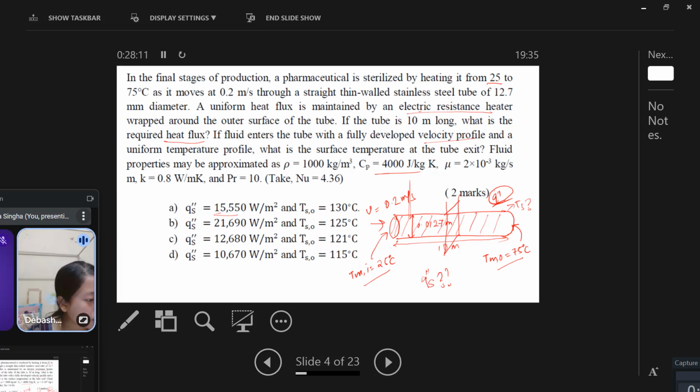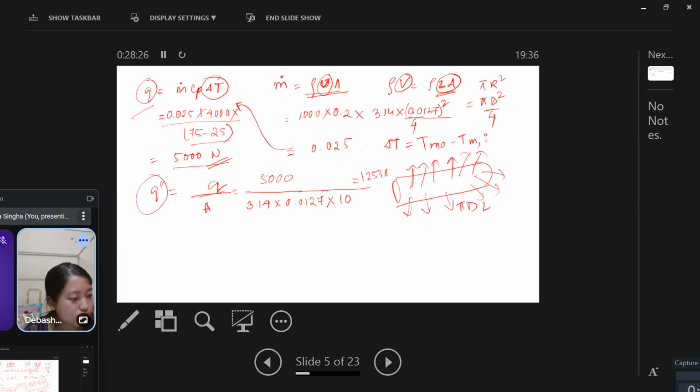Okay. Then, if the fluid enters the tube with a fully developed velocity profile and a uniform temperature, what is the surface temperature at the tube exit? Already it is given it is fully developed, but if it is not given, how can you find out if it is fully developed or not? So x equal to 0.05 Re Pr into D, for laminar flow.